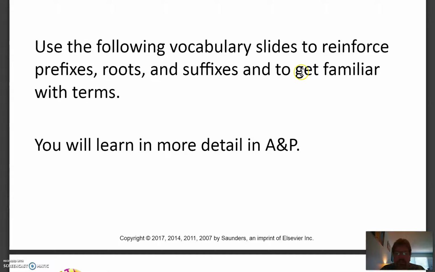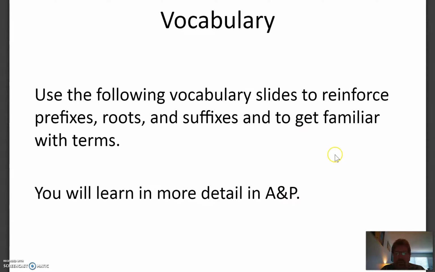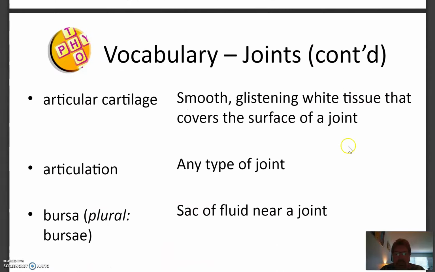Use the following vocabulary slides to reinforce prefix and root suffix to get familiar with terms. You'll learn in more detail in A&P. I think Dr. Y put that in.